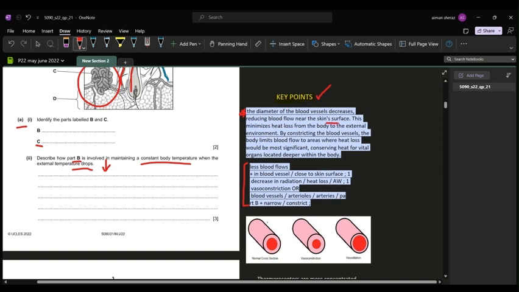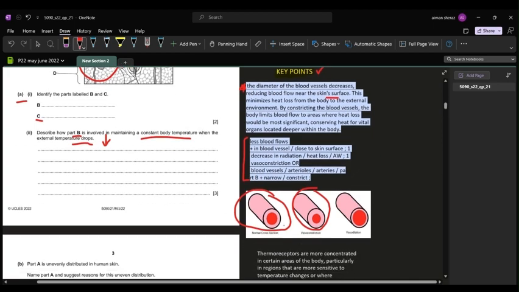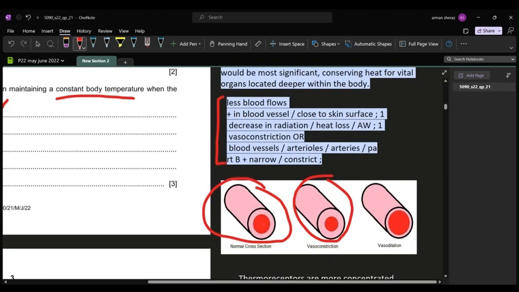So for example, this is how normally your blood vessel looks like, but if there is cold conditions outside, आपको ये मिलेगा. And what's the difference? There is difference inside the lumen. आप देख सकते हैं कि इसका lumen ज़्यादा wider है, and in vasoconstriction the lumen is constricted or shrink.